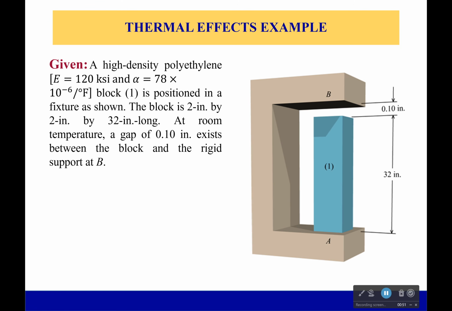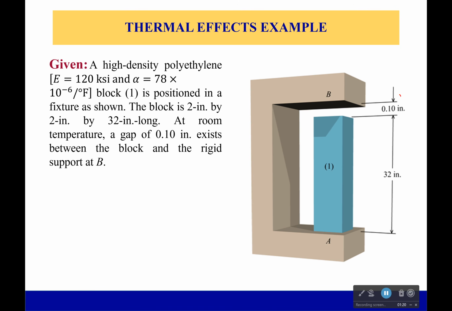Okay. So what we have right here is a high density polyethylene. It has a modulus of elasticity of 120 ksi and a coefficient of thermal expansion of 78 times 10 to the negative 6 per degree Fahrenheit. Now it's positioned in a fixture as shown. It's got a 0.1 inch gap at the top. It's 32 inches long, with a cross-sectional area of 2 inches by 2 inches.